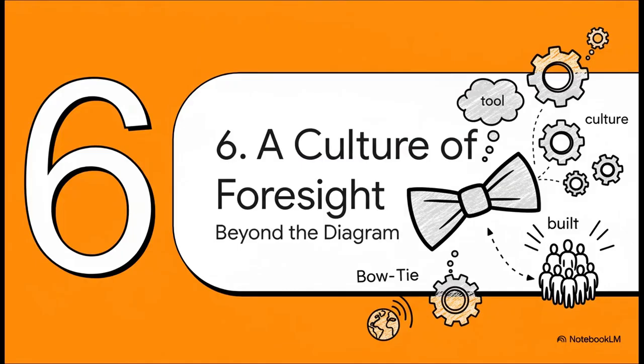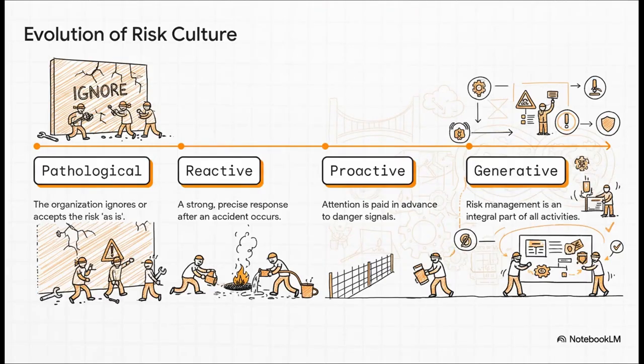And that really brings us to the big idea here. The bow tie is so much more than just a diagram you draw in a meeting. It's a tool for building an entire culture of foresight. You know, organizations kind of grow up when it comes to how they handle risk. Many start at the pathological stage. Basically, who cares as long as we don't get caught? Then they might become reactive. Okay, we'll fix things when they break. The goal, though, is to become proactive, where you're actively looking for risks. And the ultimate level is generative, where managing risk is just part of everyone's job, every single day. It's just how business is done.